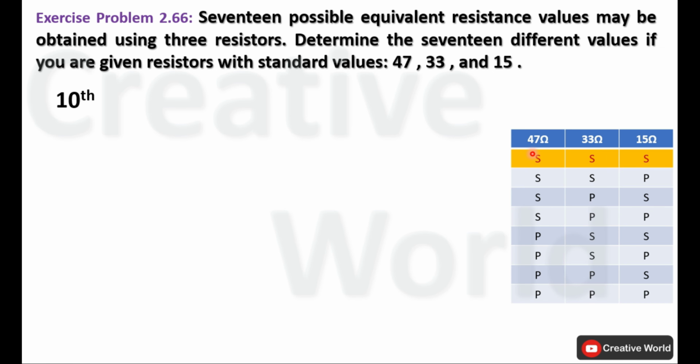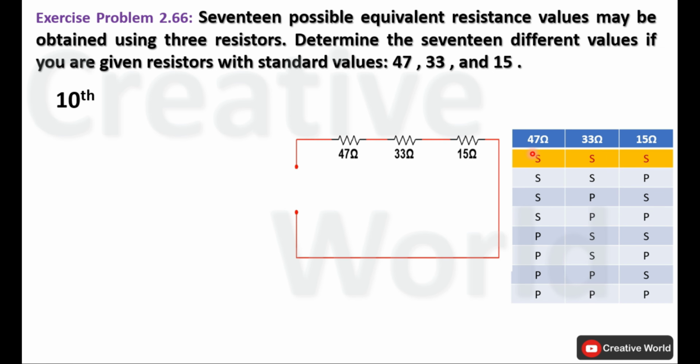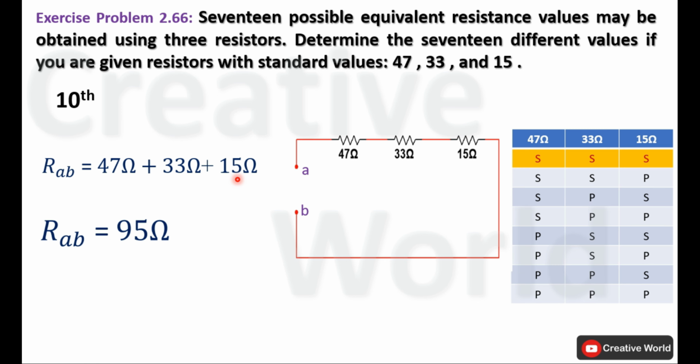Start from first entry of the table. All resistances are connected in series connection as it is indicated in the circuit diagram. Now we will calculate their equivalent resistance between these 2 points. Their equivalent resistance will be equal to the sum of all resistances because these are connected in series connection. So RAB will be equal to sum of 47, 33 and 15 ohm. Value of RAB will be 95 ohm.